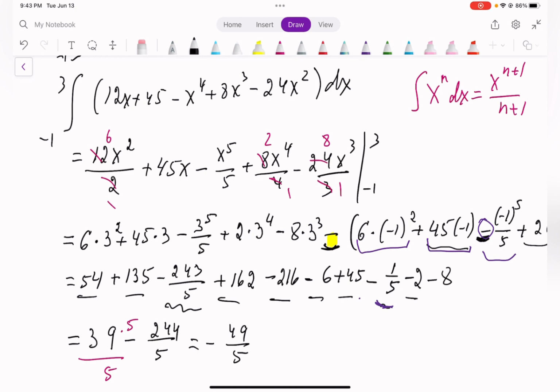All right, so let's see one more time. This piece we have to calculate again. So we go over again. 54 plus 135, okay, plus 162, minus 216, minus 6, plus 45, and minus 10 might as well. And we got 164. Now bringing to a common denominator 5 here, 5 here, 164 times 5 is 820, looks like a much better result, minus 244, 576 over 5.